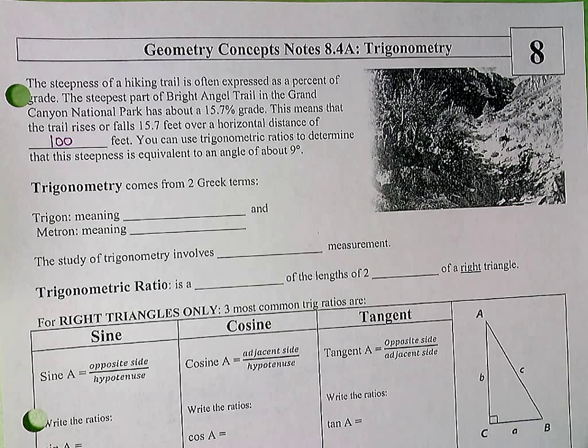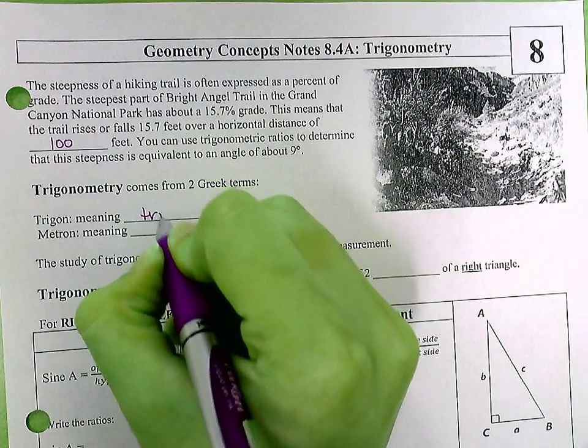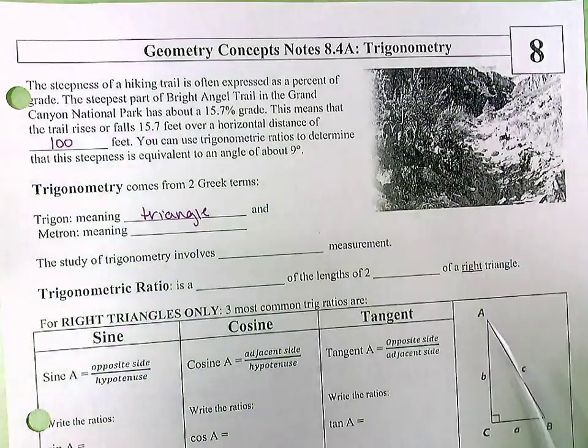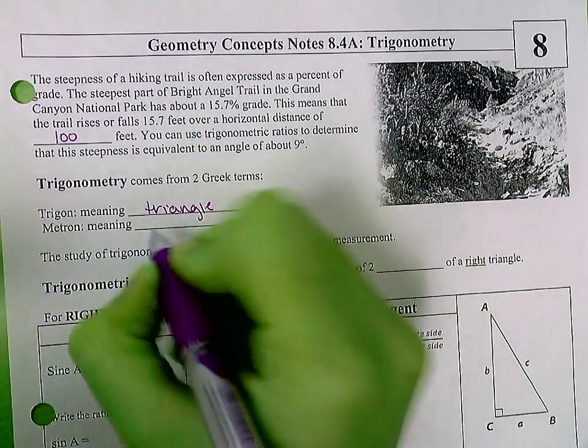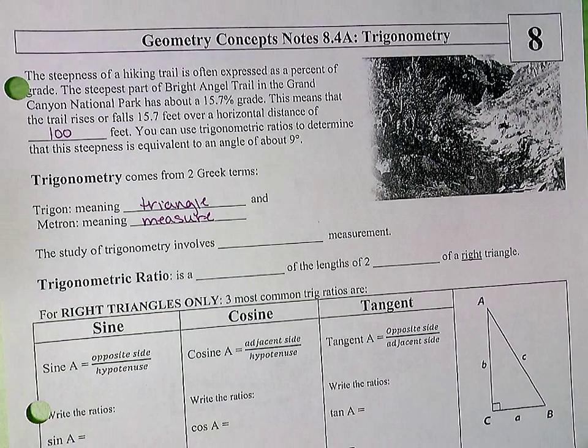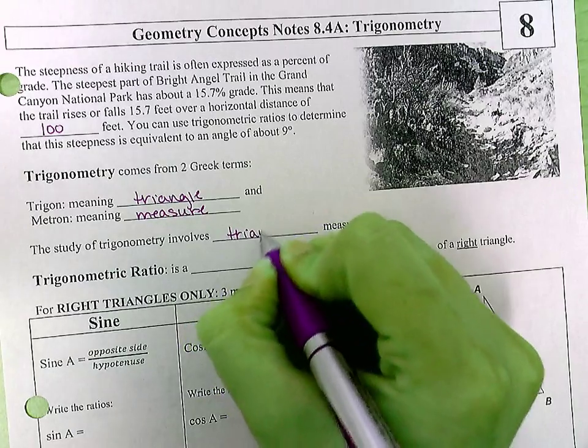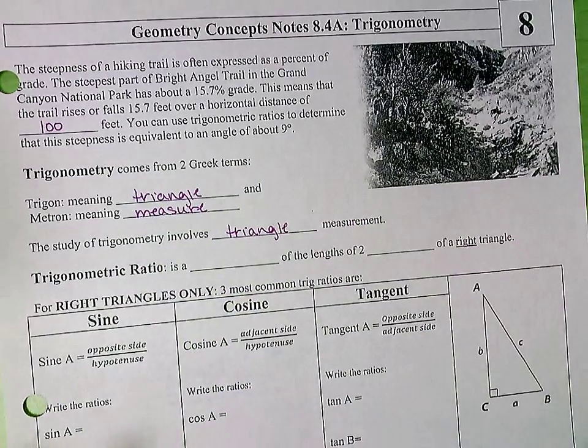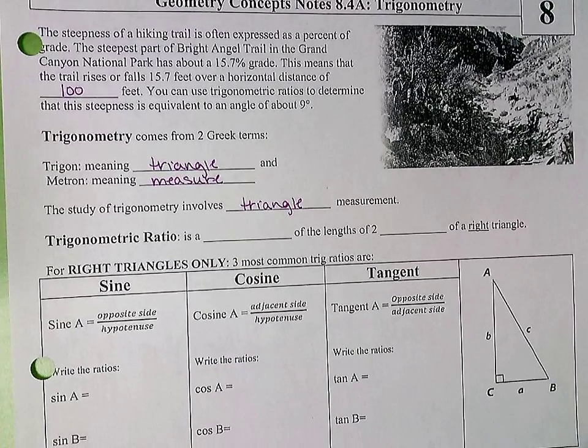Okay? So trigonometry comes from two Greek terms. The first one is trigon, meaning triangle, and metron, meaning measure. So the study of trigonometry involves triangle measurement. We're finding either the sides or the angles within this triangle, those different measures.